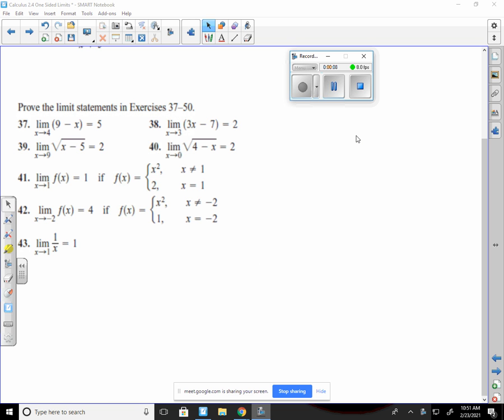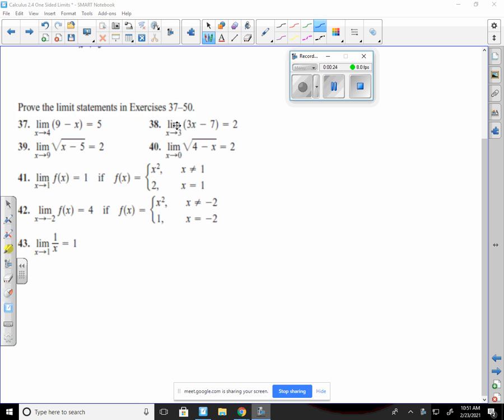Okay, so we're going to pick up where we left off yesterday, just going over some homeworks. So we did number 37. Let's move on to number 38. And then I'm probably going to jump down to some of the harder ones.